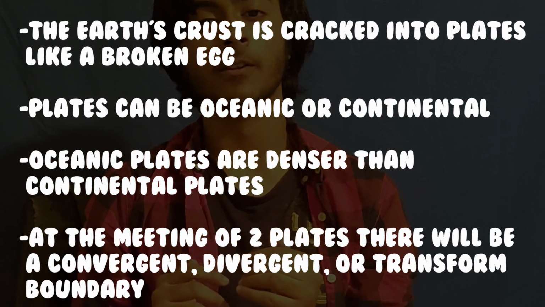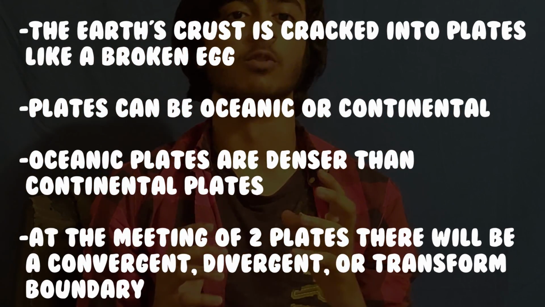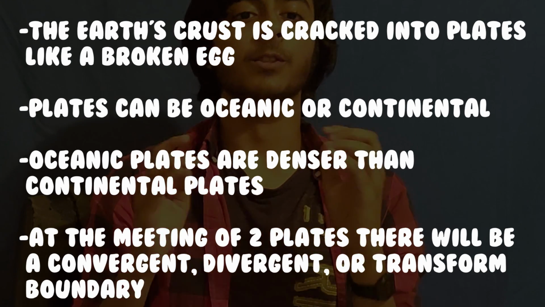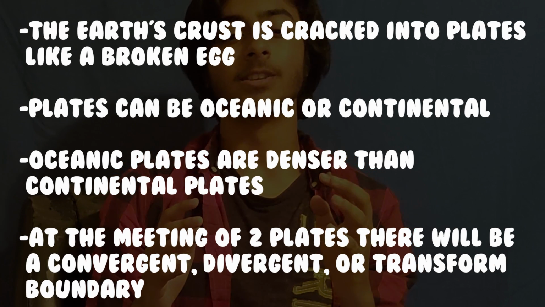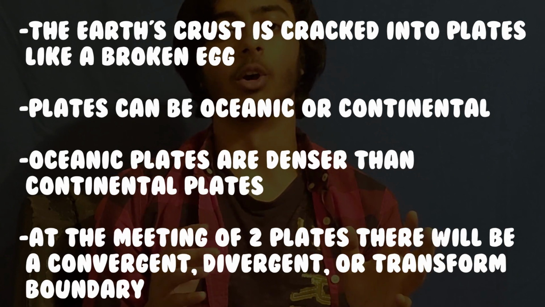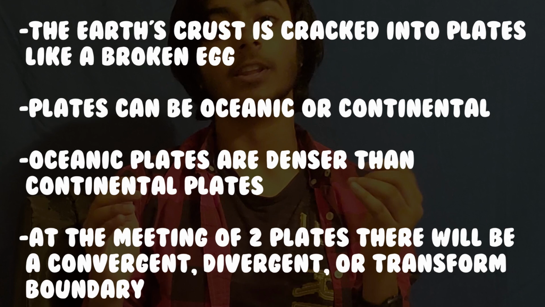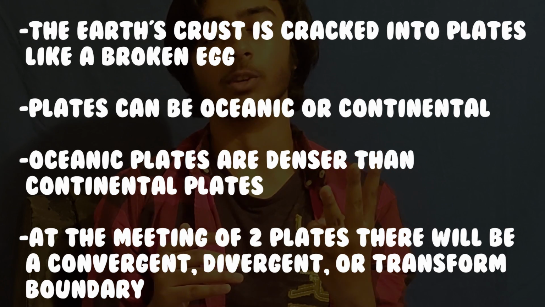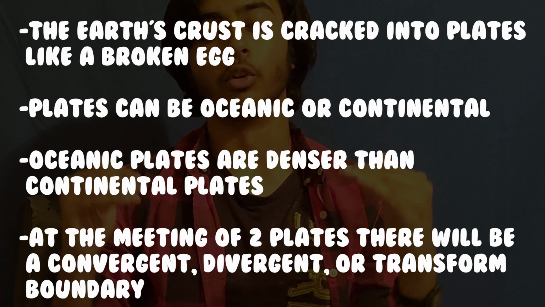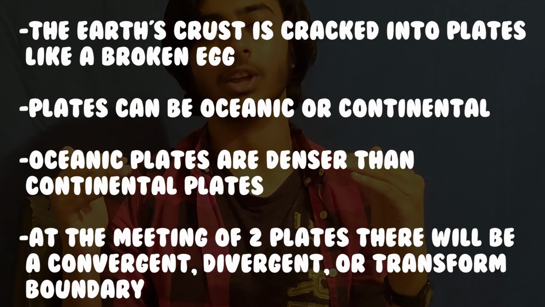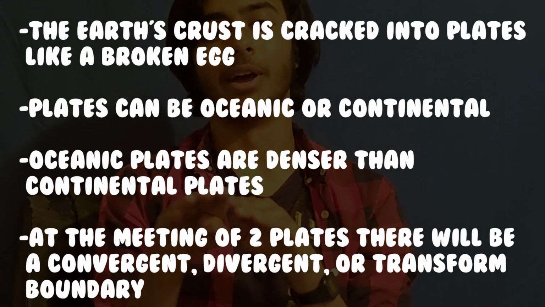In conclusion, the Earth's crust, or lithosphere, is a solid layer of rocks surrounding the planet. This crust is divided into plates, some of which are oceanic and some are continental. The oceanic ones are more dense. At the meeting of two plates, three types of boundaries can occur. A convergent boundary, where the plates go towards each other, a divergent boundary, where they go away from each other, and a transform boundary, where they slide past each other.